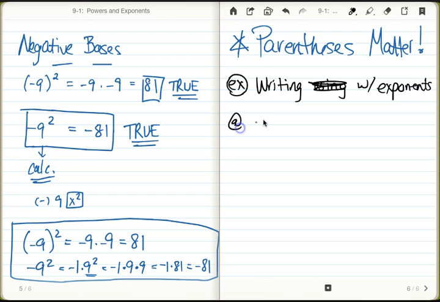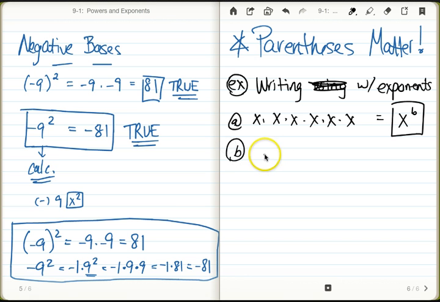Okay, so for example, let's say I have x times x times x times x times x times x. How can I simplify this expression? Well, I have all multiplication and I'm multiplying by the same thing over and over again. How many times? 1, 2, 3, 4, 5, 6. So this will equal x to the 6th power. This is not to be confused with addition. If this were addition, it would actually be 6x. So we're working with all multiplication.